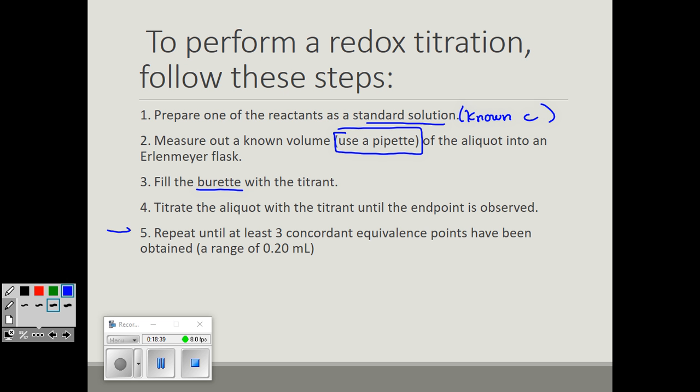Number 5 is a little bit more about data. You need 3 concordant pieces of data. That means you have to do several trials, at least 3, often more like 4, so that when you get to the end of your titration and you look at how many milliliters of titrant you had to add, 3 of your trials are concordant, meaning they are within 0.2 milliliters, which seems really small, but your burette is measuring tenths of a milliliter, and so you can get really, really specific data there.